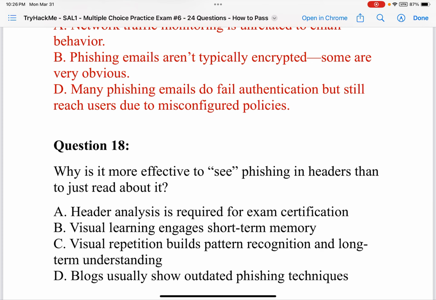Why is it more effective to see phishing in headers than to just read about it? A. Header analysis is required for exam certification. B. Visual learning engages short-term memory. C. Visual repetition builds pattern recognition and long-term understanding. Or D. Blogs usually show outdated phishing techniques.